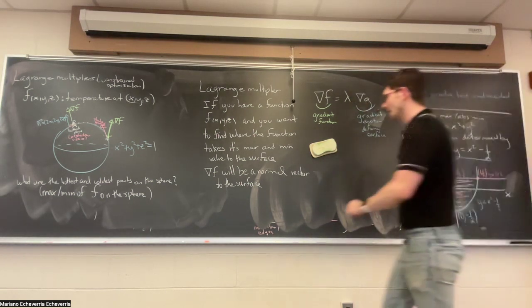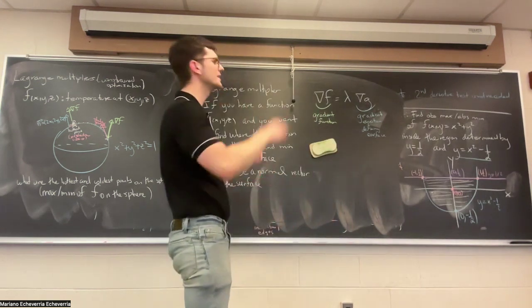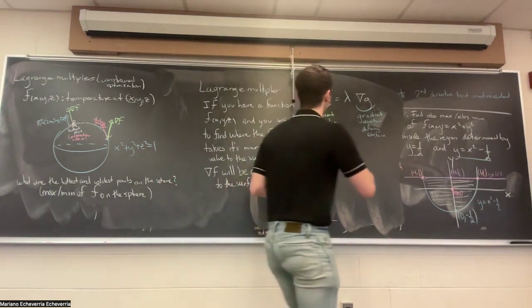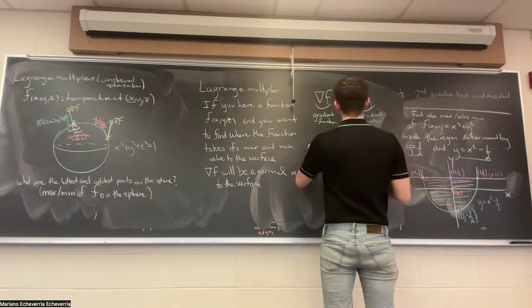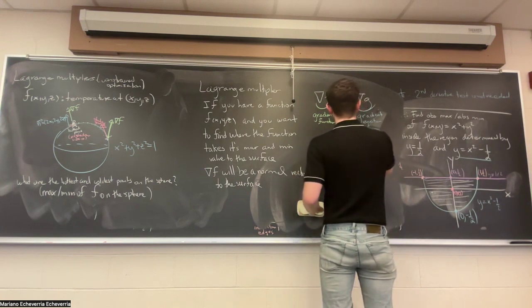And this lambda is a rescaling factor. That's the usual name given to this rescaling factor, which is called the Lagrange multiplier. So this is like a rescaling factor called the Lagrange multiplier.